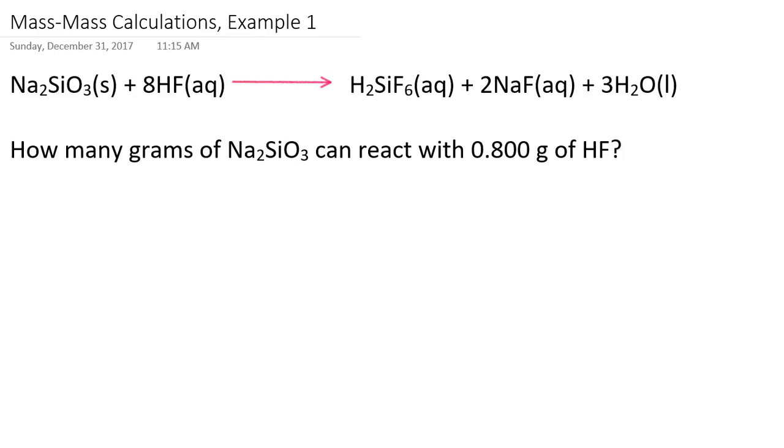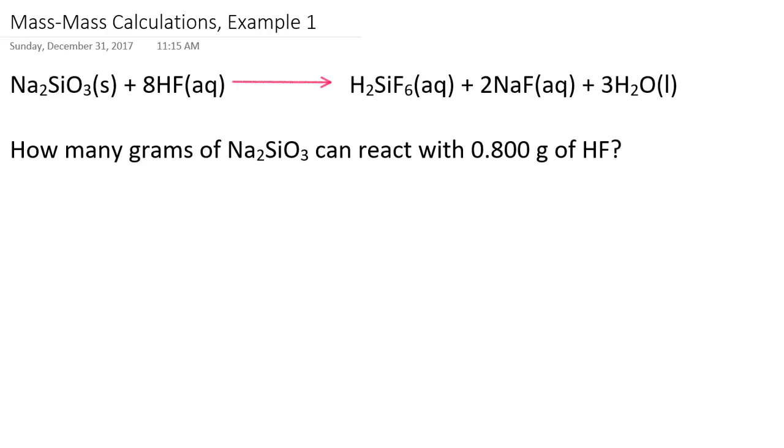Hello everyone. So in this pre-lecture tutorial, I'm going to piggyback off of the last pre-lecture tutorial where we learned about mole-mole problems. In that tutorial, we worked on constructing mole ratios using the coefficients in a balanced chemical equation to convert between moles of substances in a chemical reaction.